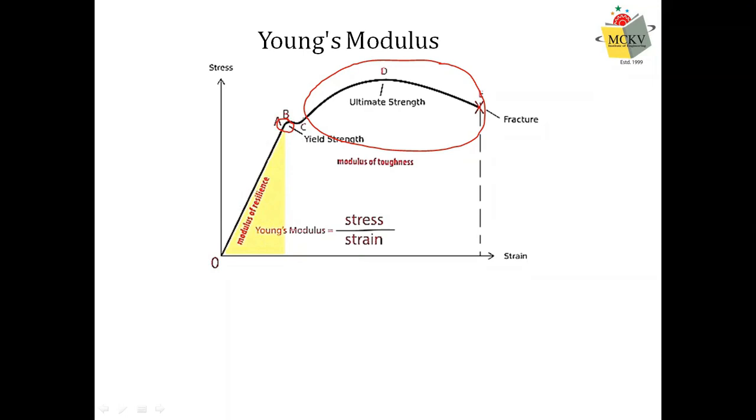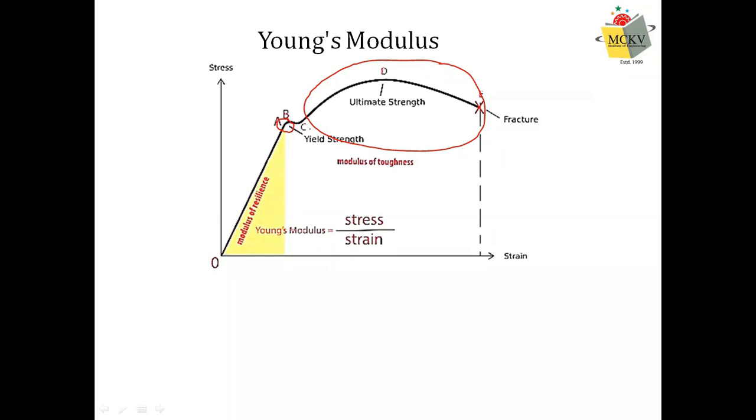If you increase the applied force beyond this point, then there will be a permanent deformation in the body, and that is called the plastic region. So in the plastic region, even if you remove the applied force, the deformation in the body will be permanent. But within this region, if you remove the applied force, then the deformation is also removed. So this is the elastic limit.